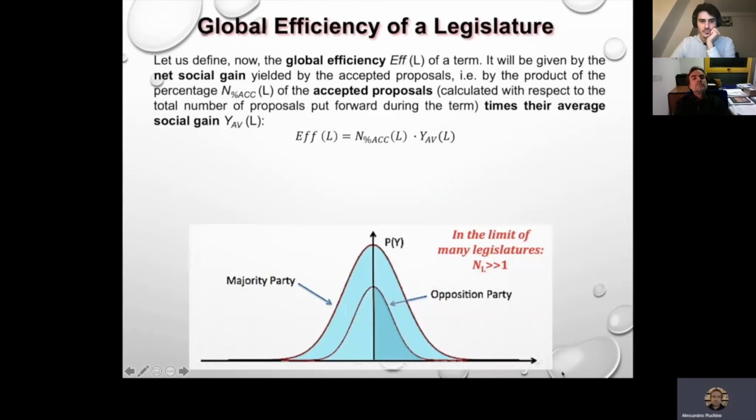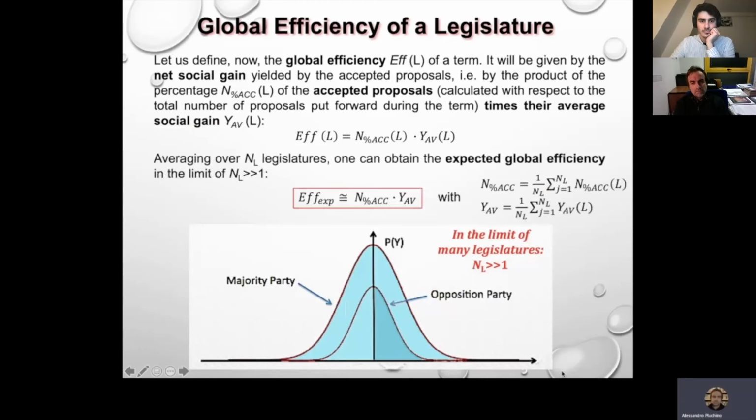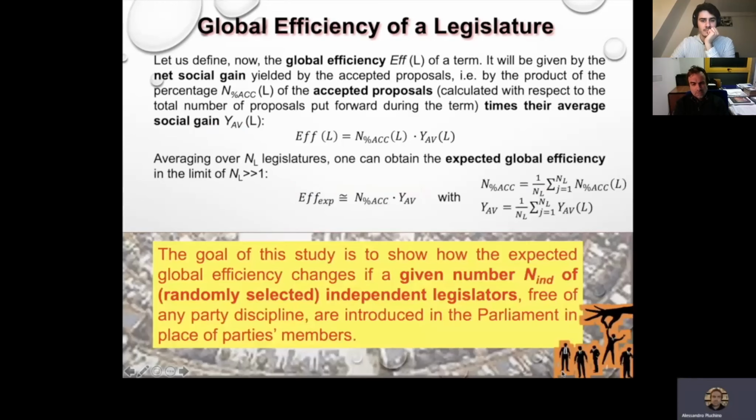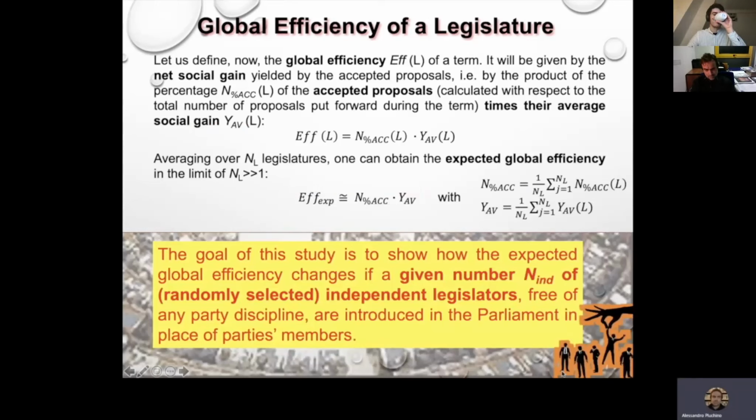Finally, let us define the global efficiency of a legislature as the product of the percentage of accepted proposals times their average social gain. In the limit of many terms, we can expect that the global efficiency will be the product of the previous two quantities, averaged over all the legislatures. The aim of this study is to show how the expected global efficiency changes if a given number of randomly selected independent legislators, free of any party discipline, are introduced in the parliament in place of parties' members.